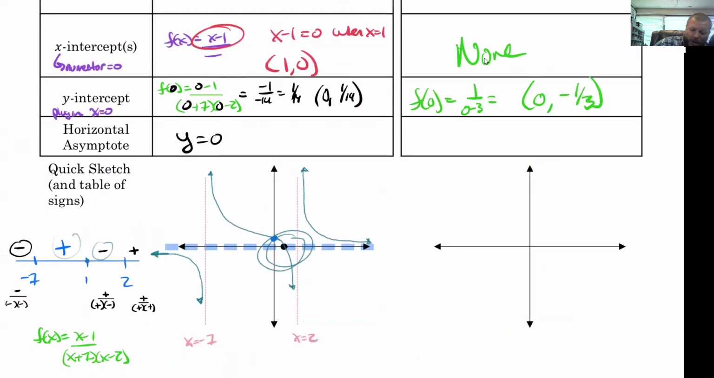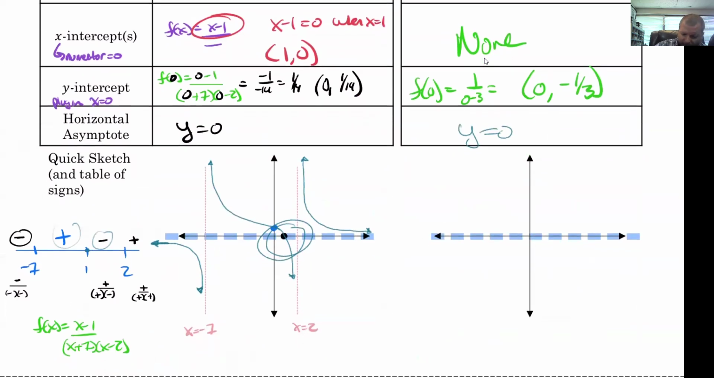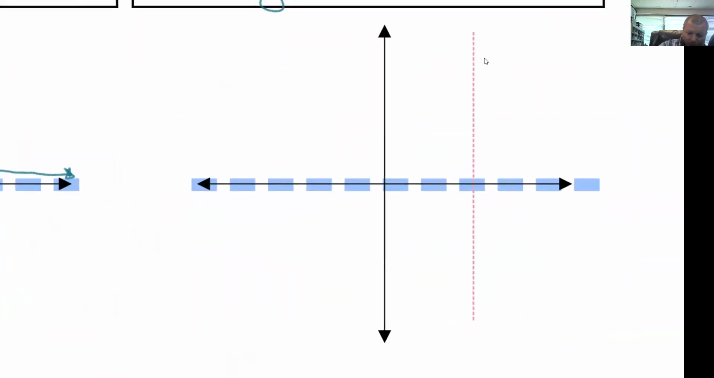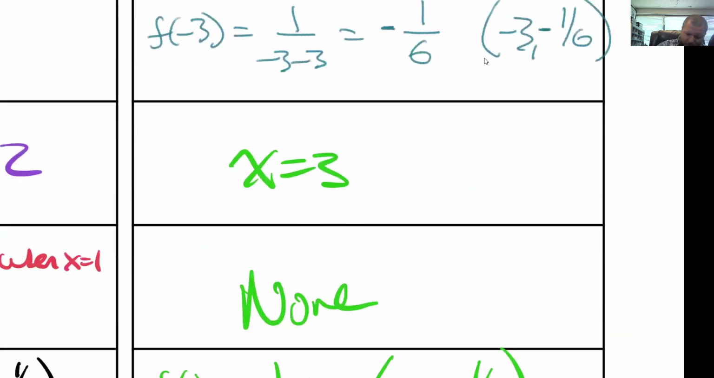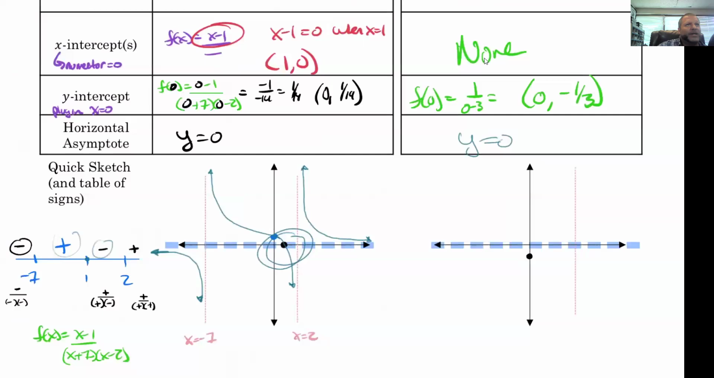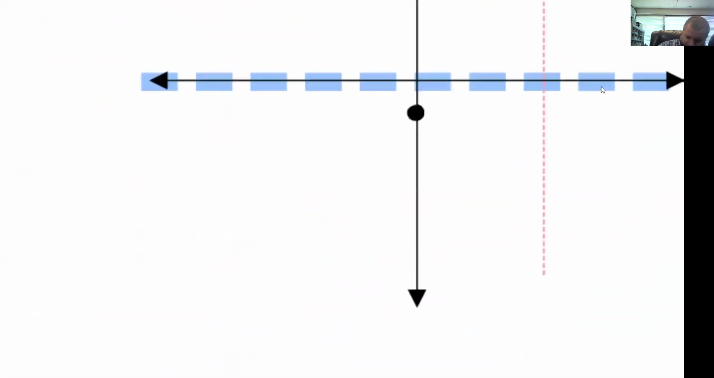So if I start to write in what I know, I'm going to have a horizontal asymptote of 0. We had a vertical asymptote when x was equal to 3. Maybe just put that over there. I know that I have a negative y-intercept, was it like -1/3 or something? There we go. Again, kind of exaggerated, but I also know that I have a hole in this case, -3, -1/6. So let me put that in as well.